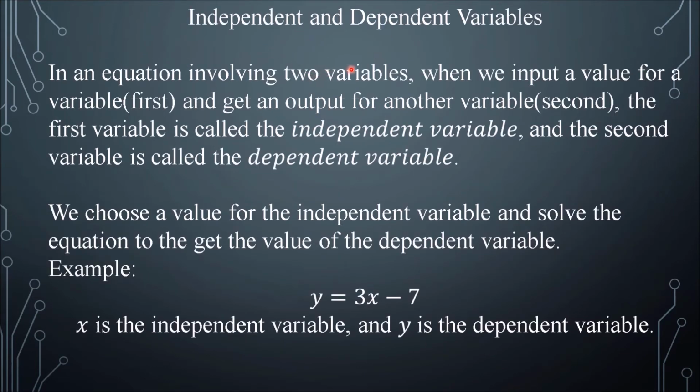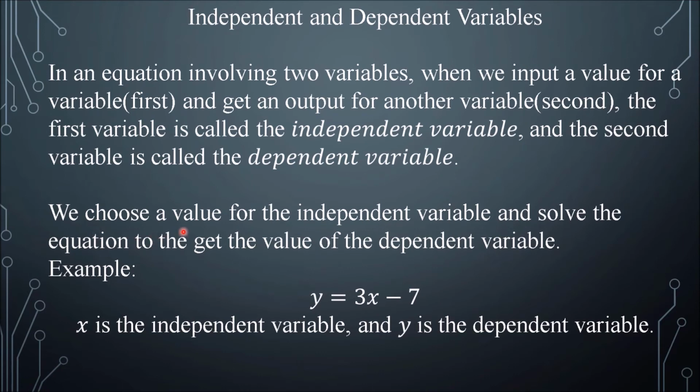Let's have independent and dependent variables. In an equation involving two variables, when we input a value for the first variable, that is usually x, and get an output for another variable, the second variable, that is usually y, the first variable x is called the independent variable. And the second variable y is called the dependent variable.